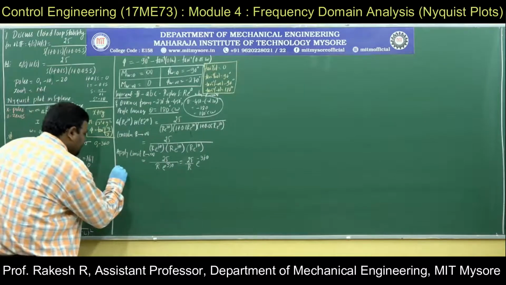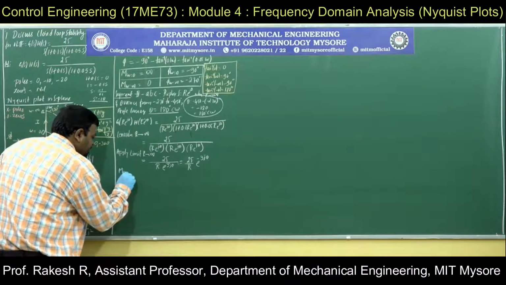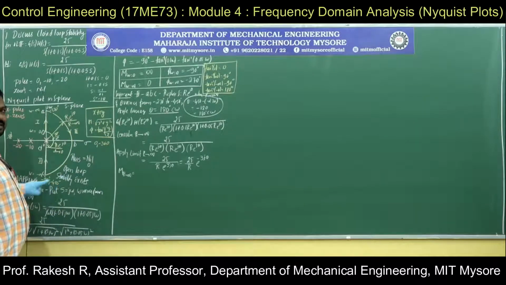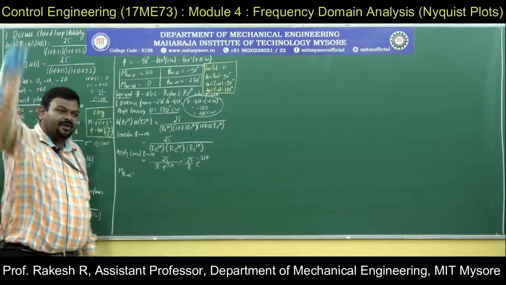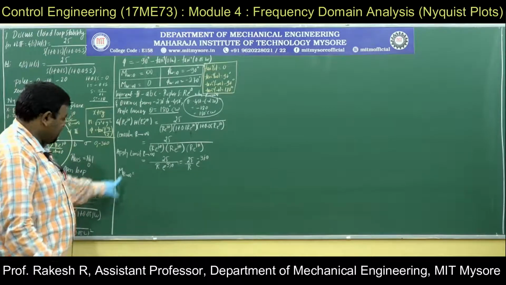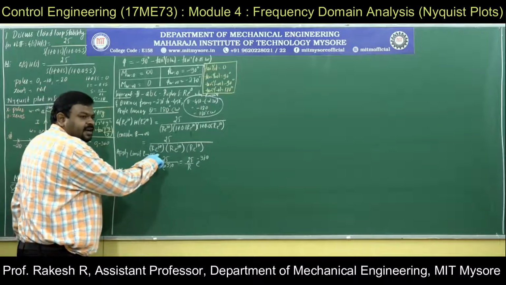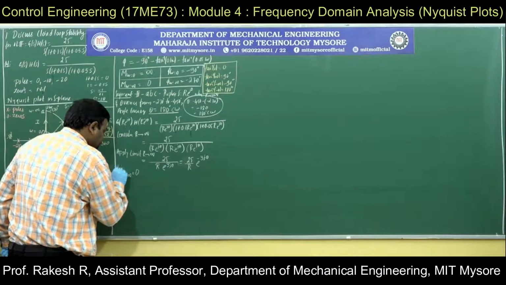And once you apply the limit, what is the magnitude at r tends to infinity? Here you will be searching at infinity only, on the right hand side. The maximum limit is infinity. You will be going up to infinity on the right hand side. Hence, what is the magnitude at r tends to infinity? If you give infinity here, it will be 0.